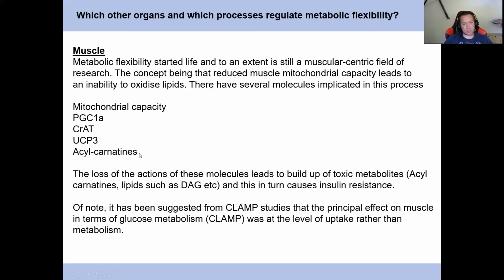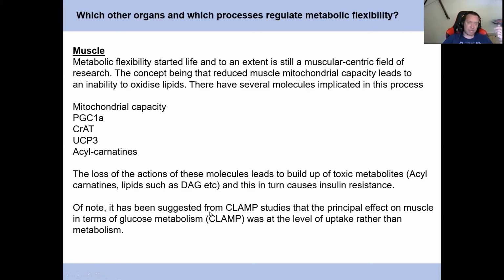And acyl carnitines. And so the loss of the actions of these molecules directly reduces lipid oxidation, but is also suggested to lead to the buildup of toxic metabolites. So intermediates really in the oxidative process, which don't get all the way, such as acylcarnitines themselves, and lipids like diacylglycerides, so incompletely oxidized fatty acid, triglycerides, and this causes insulin resistance, and that's what blocks your glucose uptake in the fed state.